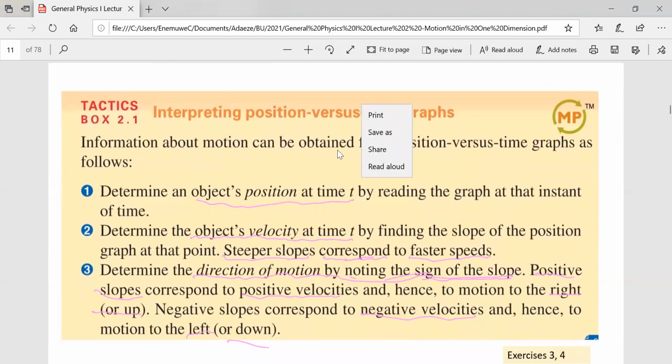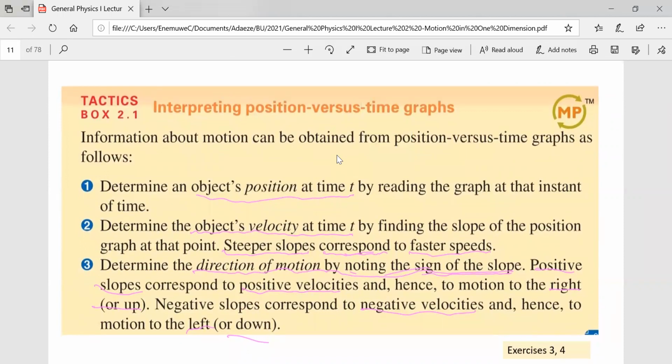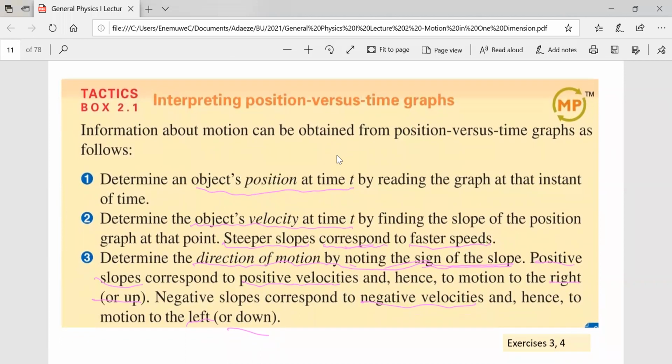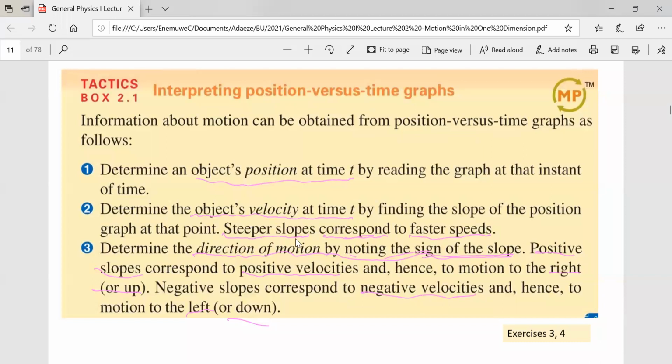I mentioned something earlier: when you're asked to describe the motion of an object from a graph, you should be able to tell us the object's position at that time. Looking at the graph, mention its position or direction at the specific time interval, and also the object's velocity at that time. Note that the steeper the slope, the faster the speed, like we saw in the very first diagram, the graph of the car or student walking to school. The first part was higher than the middle, and the last one was the steepest.